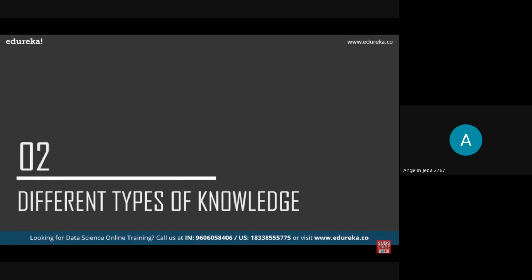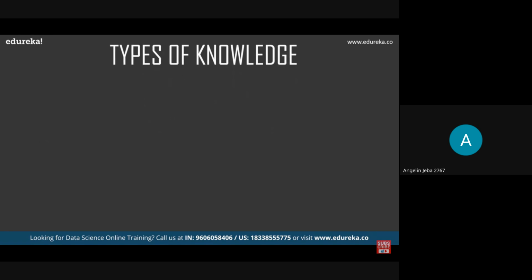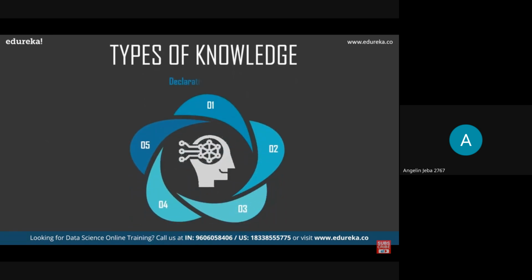Now that you know about knowledge representation in AI, let's move on and know about the different types of knowledge. There are 5 types. The first one is declarative knowledge. This includes concepts, facts, and objects expressed in a declarative sentence. Then we have structural knowledge. It is basic problem solving knowledge that describes the relationship between concepts and objects. Next up, we have procedural knowledge. This is responsible for knowing how to do something and includes rules, strategies, procedures, etc.